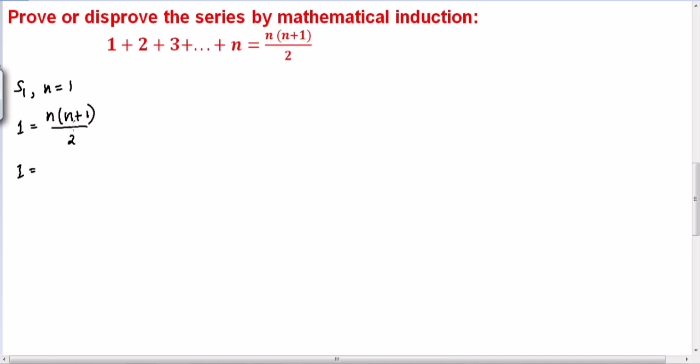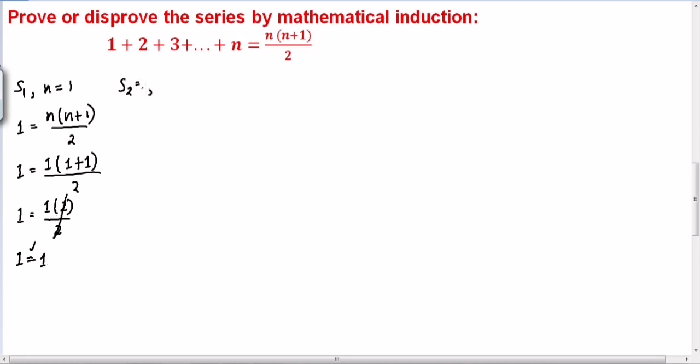So, 1 is equal to, so, papalitan natin yung n ng 1. So, 1 times 1 plus 1 over 2. So, 1 is equal to 1 plus, so 1 plus 1, syempre unahin nyo yung parenthesis, PEMDAS tayo. So, 1 plus 1 is 2 all over 2. So, cancel to. So, 1 is equal to, and ang tira ay 1. So, tama siya dyan. Next one is for S of 2.